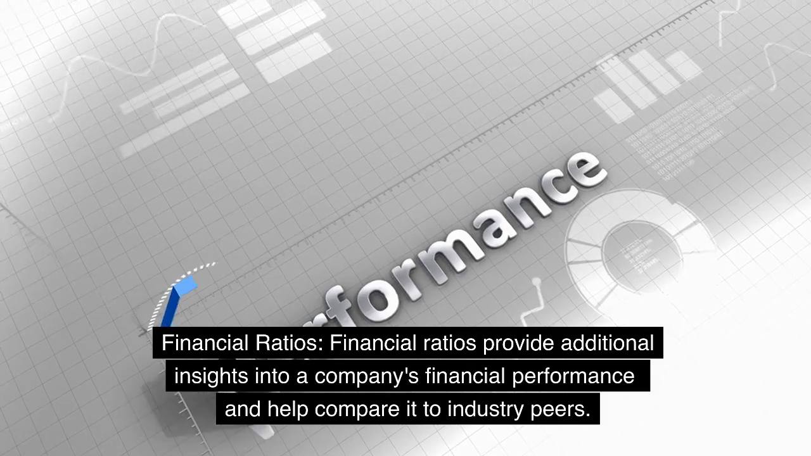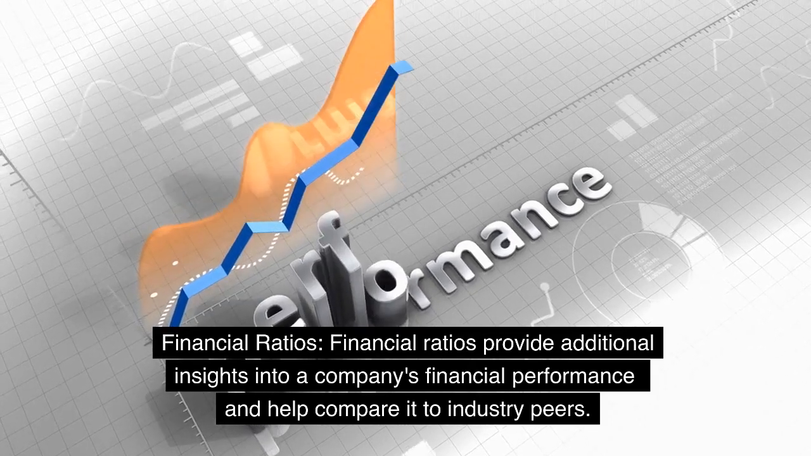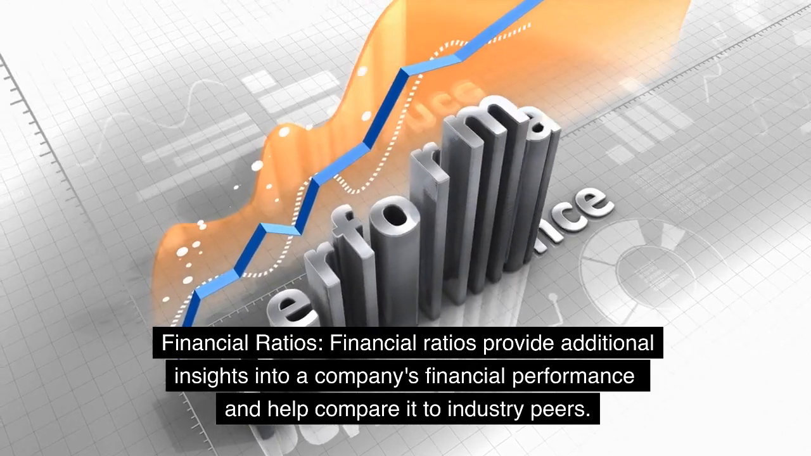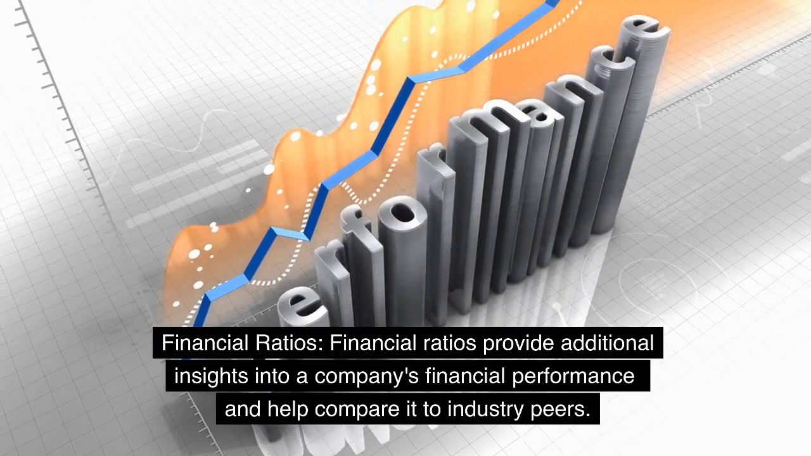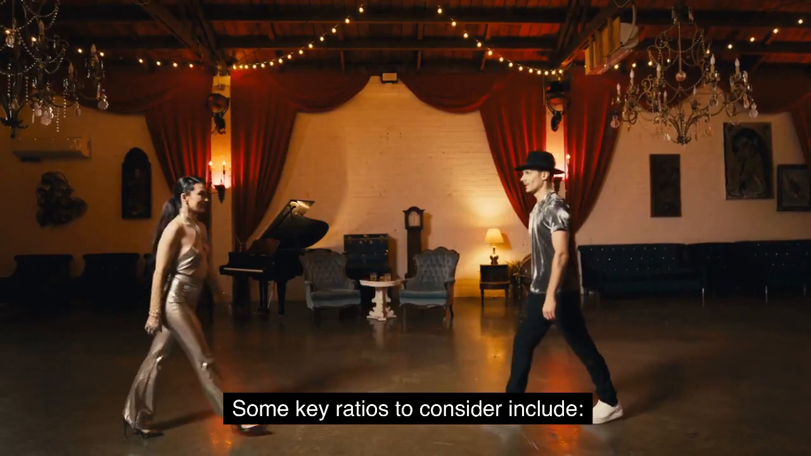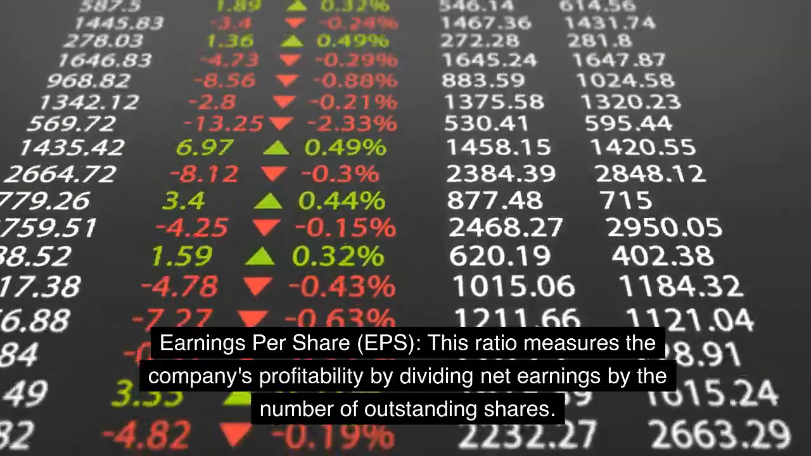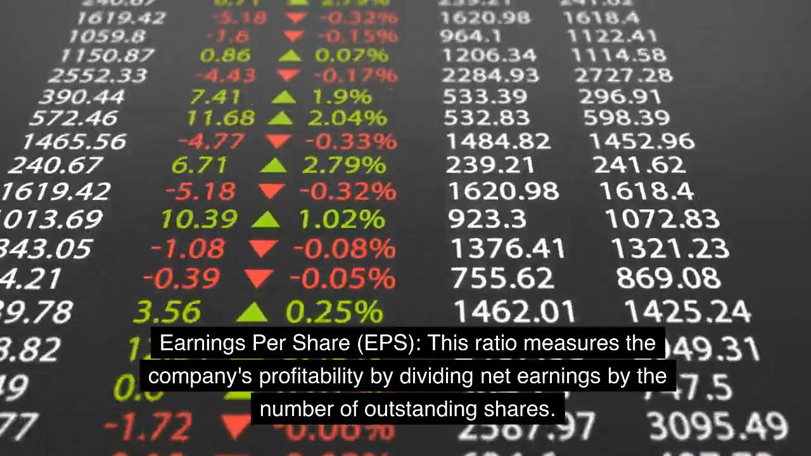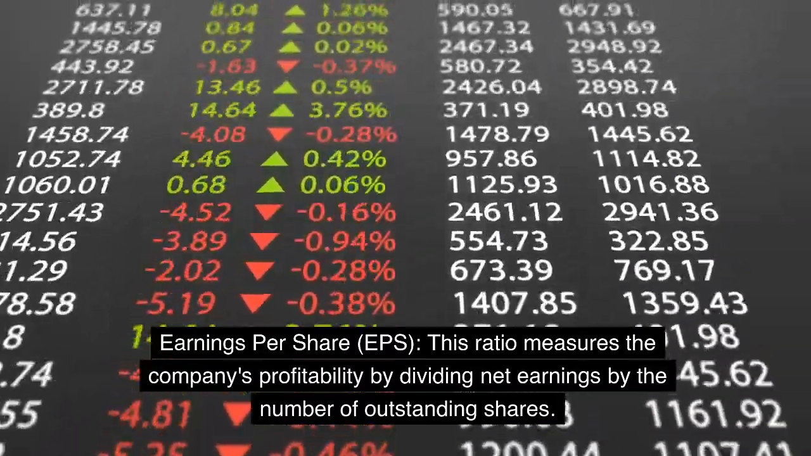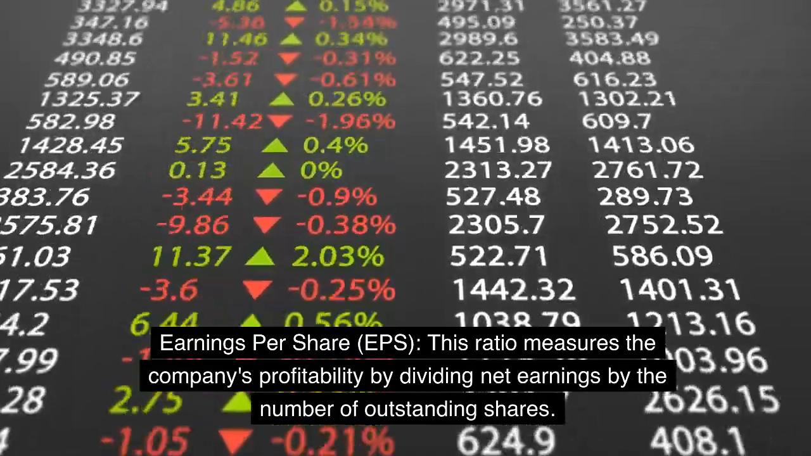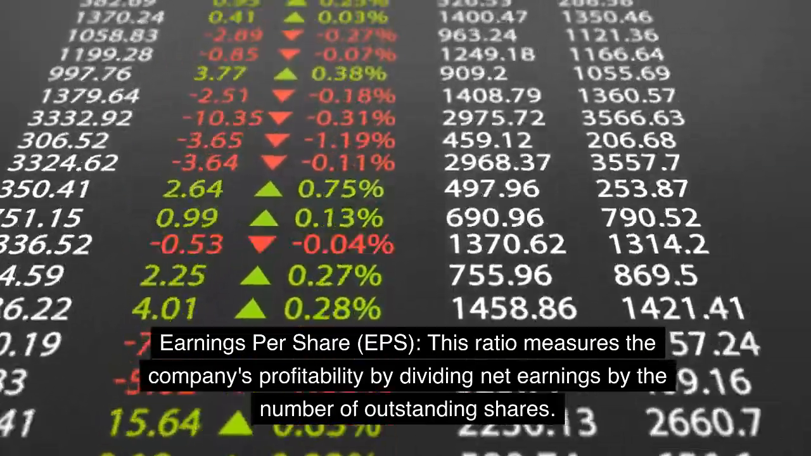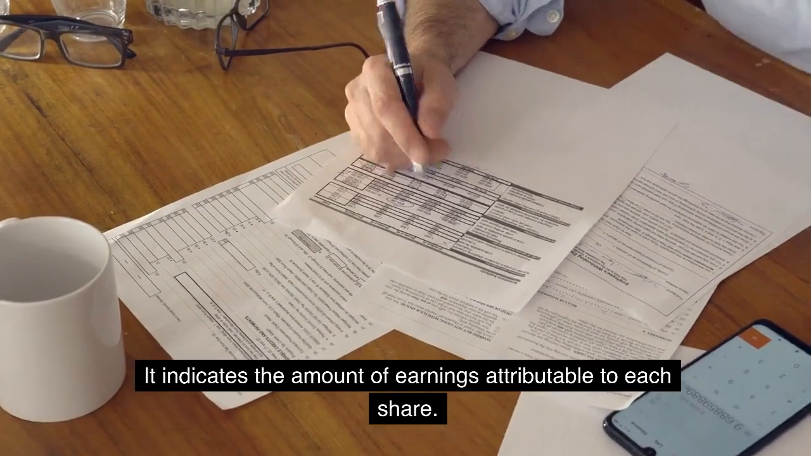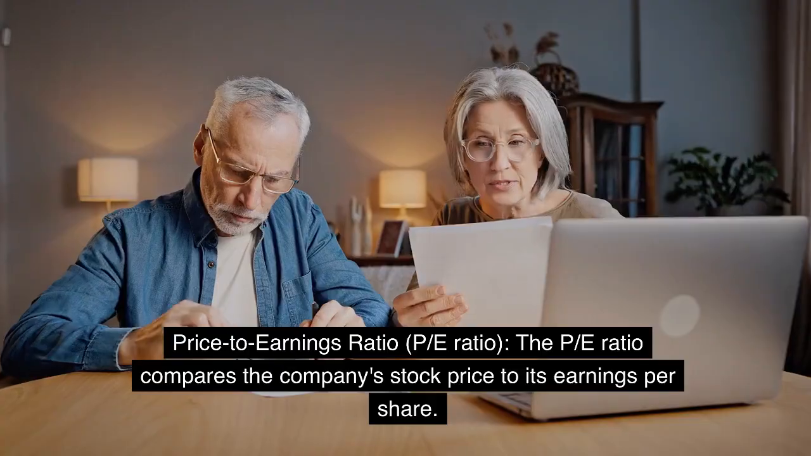Financial ratios. Financial ratios provide additional insights into a company's financial performance and help compare it to industry peers. Some key ratios to consider include earnings per share, EPS. This ratio measures the company's profitability by dividing net earnings by the number of outstanding shares. It indicates the amount of earnings attributable to each share.